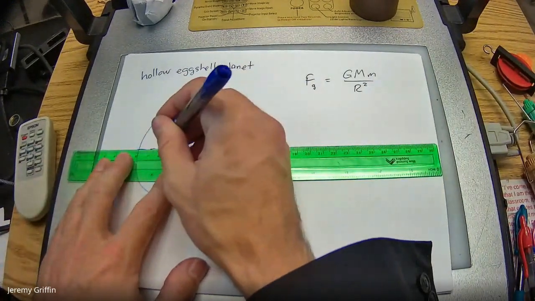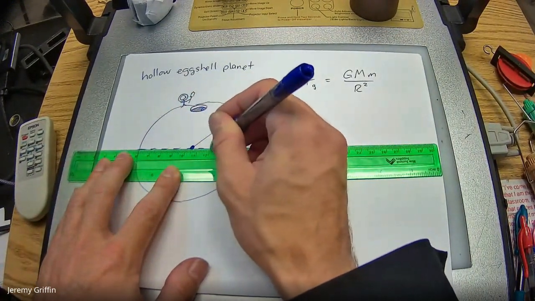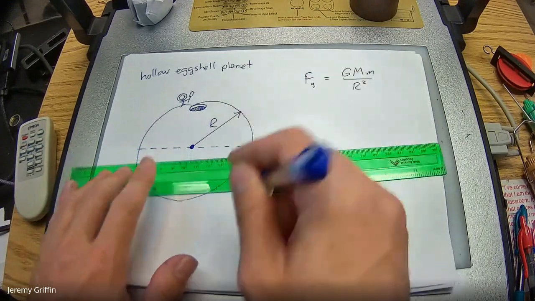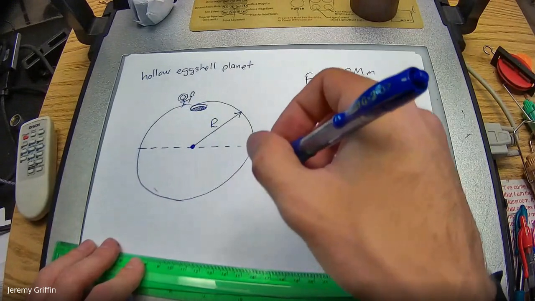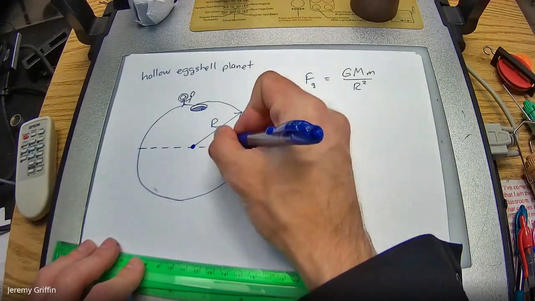Make a dashed line diameter. Let's say you're somewhere on the diameter of the sphere that cuts right through the center. Okay. And let's say you're specifically right here. Right?